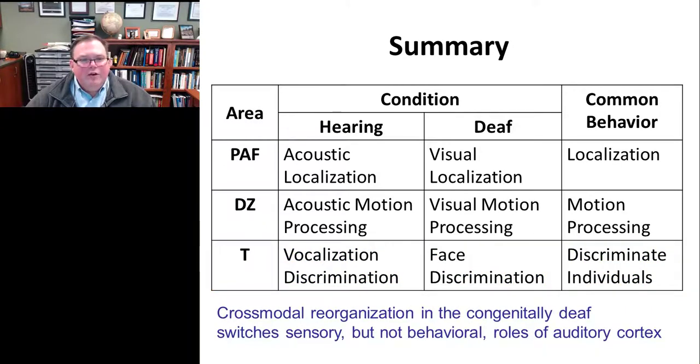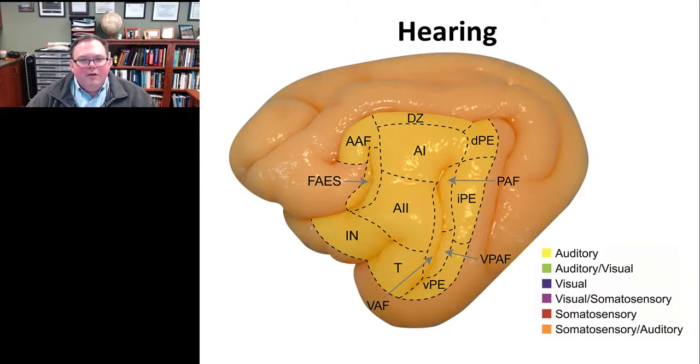Okay, so the idea here is that cross-modal reorganization in the congenitally deaf switches the sensory but not the behavioral roles of auditory cortex. So they're common behaviors that are present regardless of whether there's normal auditory input or not. If you look at a brain that we saw earlier in the presentation, this is a lateral view of a cat brain. The yellow areas are auditory cortex and normally are making contributions to auditory behaviors.